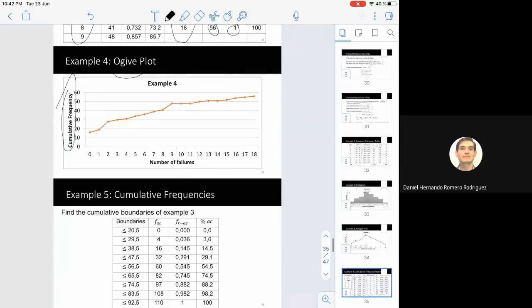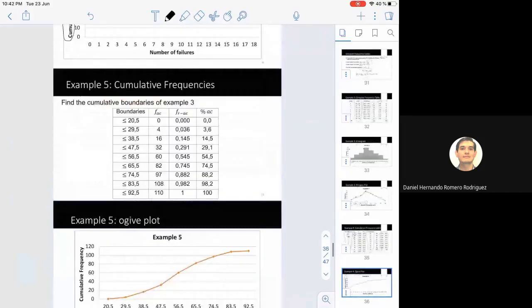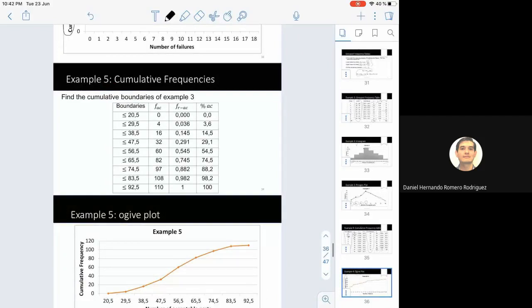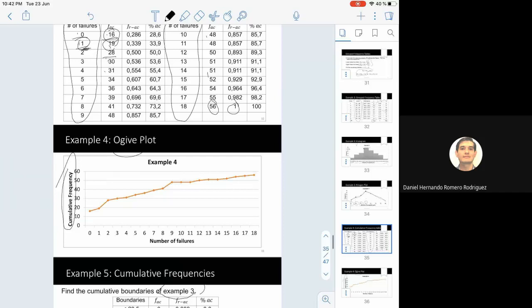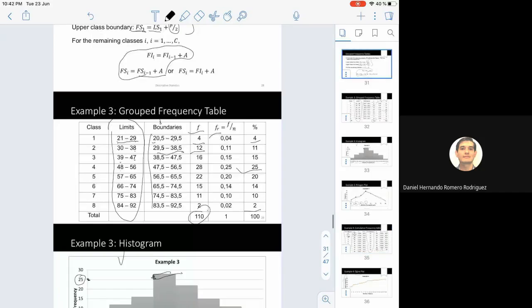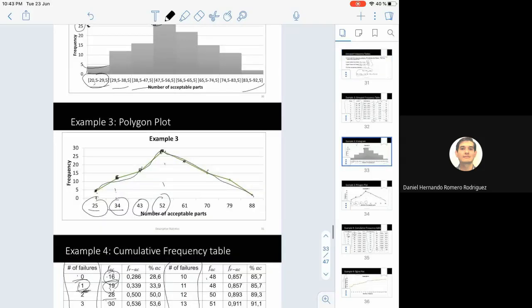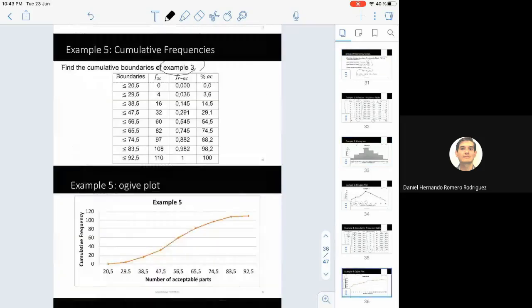Okay, so this is one more example using one of the previous values. So this is example 3, when we have group data. Remember example 3, a table, this one? We have group data. So using the boundaries, the upper limits are taken. So we take the upper limits, the 29.5, 38.5, 47. Those are the upper limits of the classes.